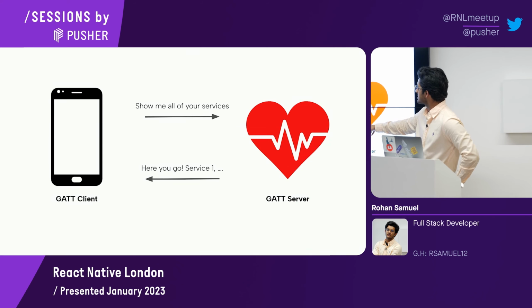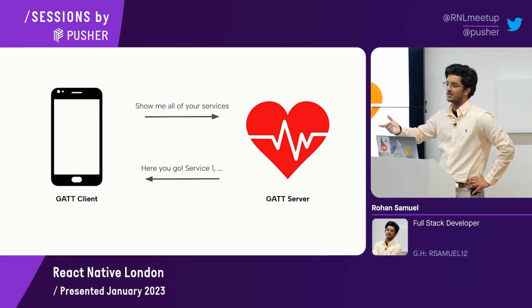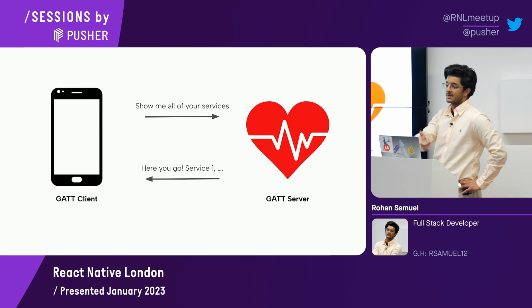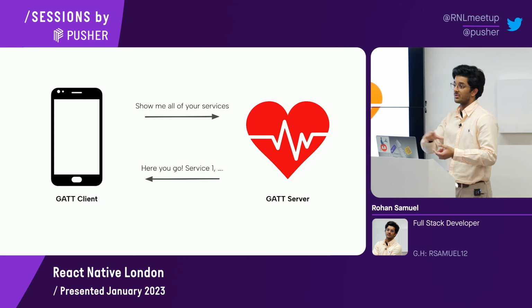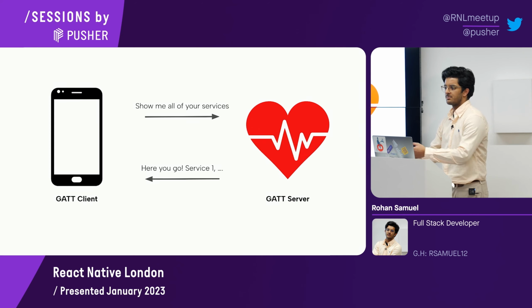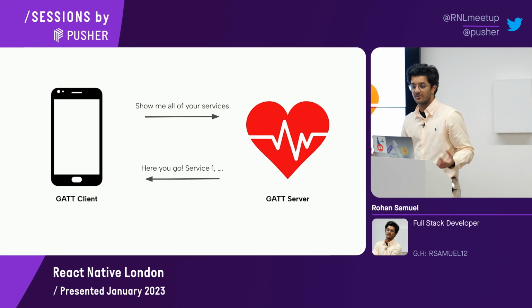this heart rate monitor provides. If you yourself know what services are available and you want to directly access them, you'll find yourself, especially with the BLE PLX, throwing an error saying this service or this characteristic or this value is just not discovered yet. So there's a process before you actually access the values called discovery.